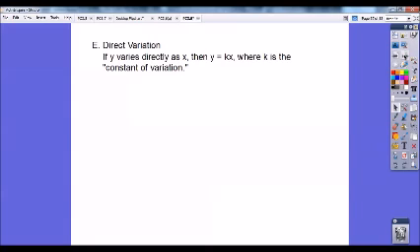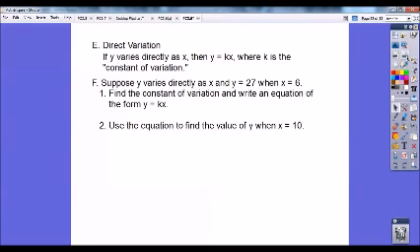If y varies directly as x, if you see those words right there, then you have this equation, y equals kx. And k is called the constant of variation. Okay, so let's see. Suppose y varies directly as x, and y equals 27 when x equals 6. Find the constant of variation and write an equation of the form y equals kx. And then we're going to use that equation for number 2 to find y when x equals 10. All right, let's go ahead.